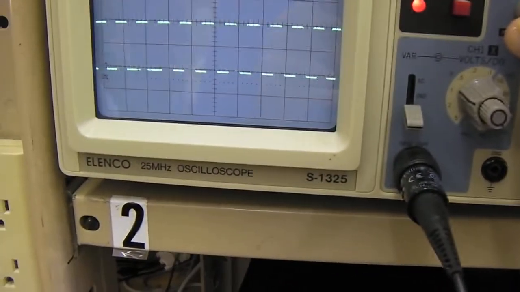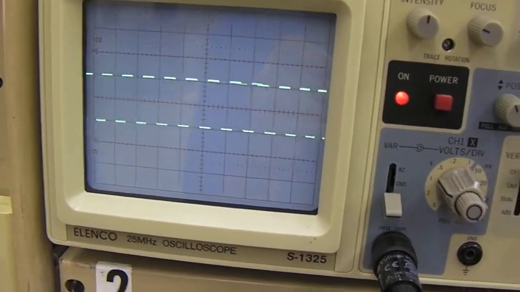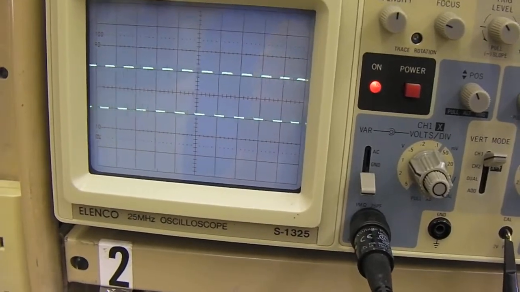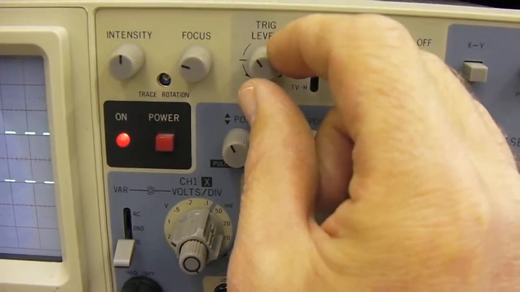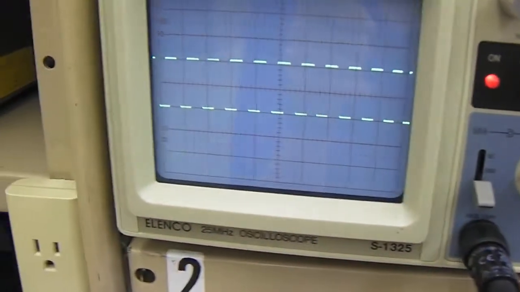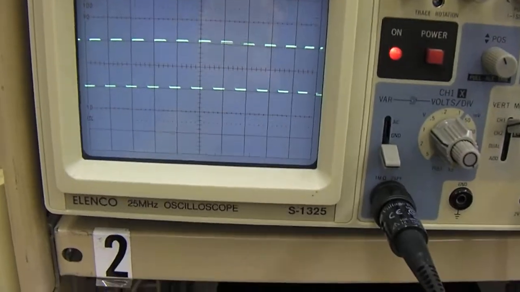I'm going to move that signal up on the screen like that. And you notice the picture's not steady. It's moving around. So what you do to fix that is you use the trigger here. This is called the trigger, and you adjust that till your picture is steady. The purpose for the trigger is it tells the oscilloscope when to start drawing the picture on the screen.